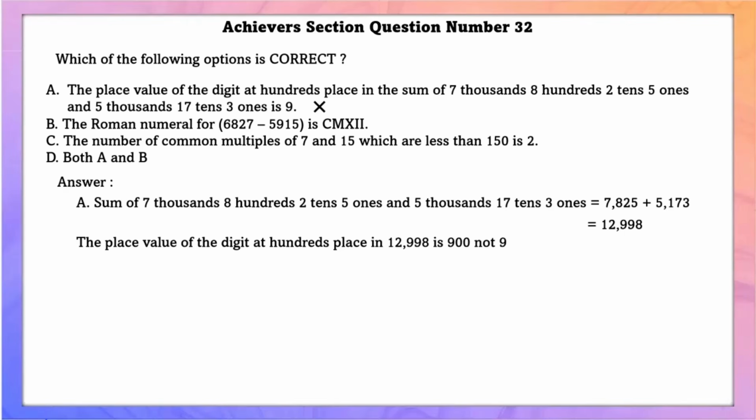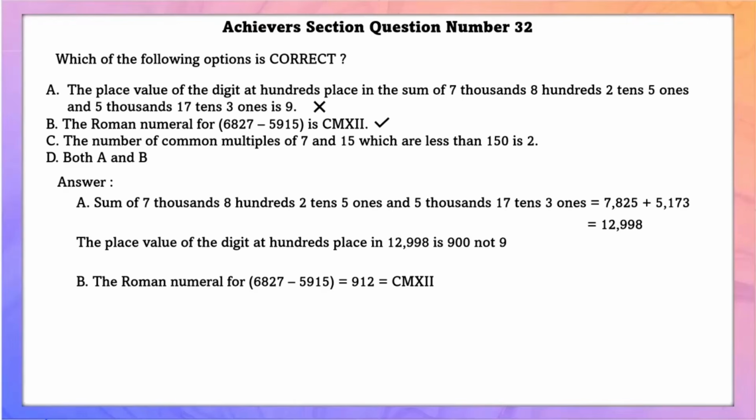B. The Roman numeral for 6,827 minus 5,915 is CMXII. Yes, this is true, because 6,827 minus 5,915 is equal to 912.